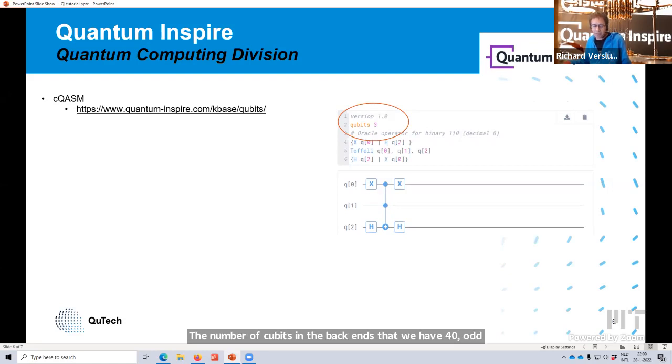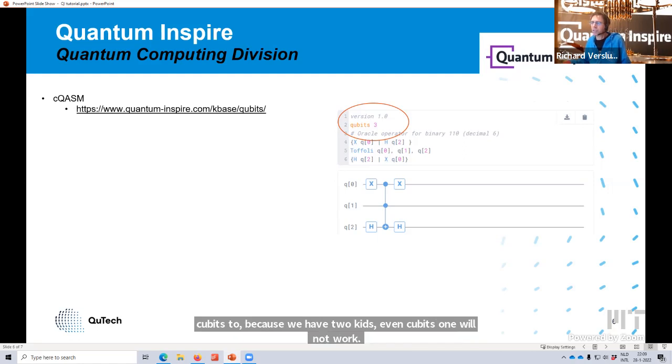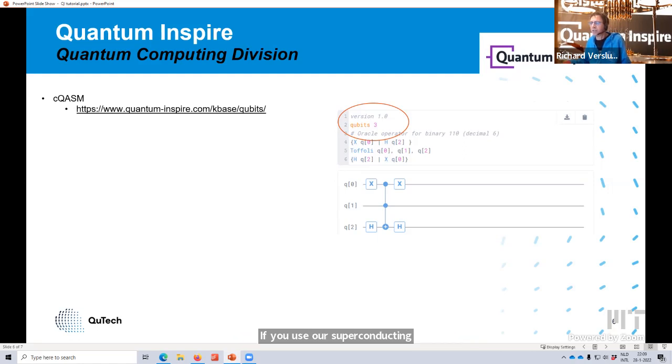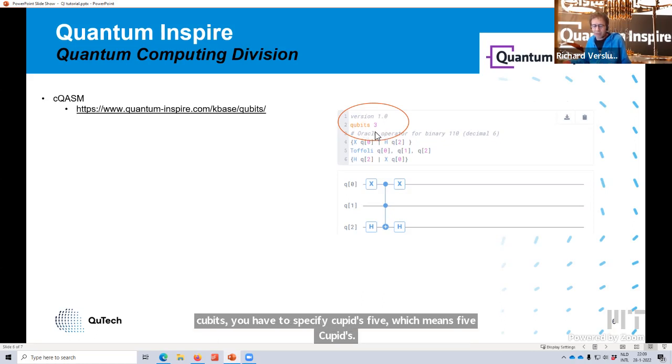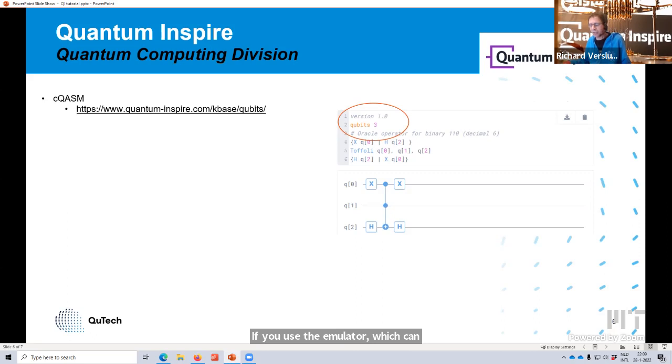For the hardware backends, the number must be very specific. So if you use Spin-2 as a backend, you need to state here qubits 2 because we have 2 qubits. Even qubits 1 will not work. If you use our superconducting system, which has 5 qubits, you have to specify qubits 5, which means 5 qubits. If you use the emulator, which can emulate anything between 0 and 34 qubits, you can specify any number, of course, and that will automatically pick the right number of qubits.